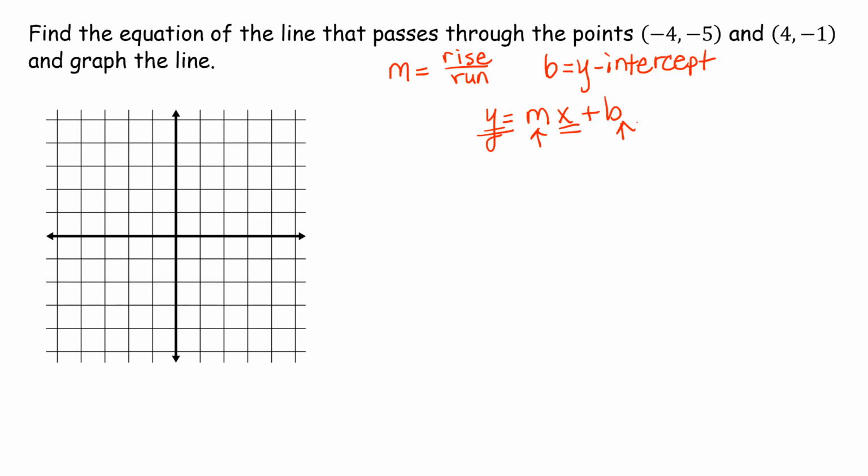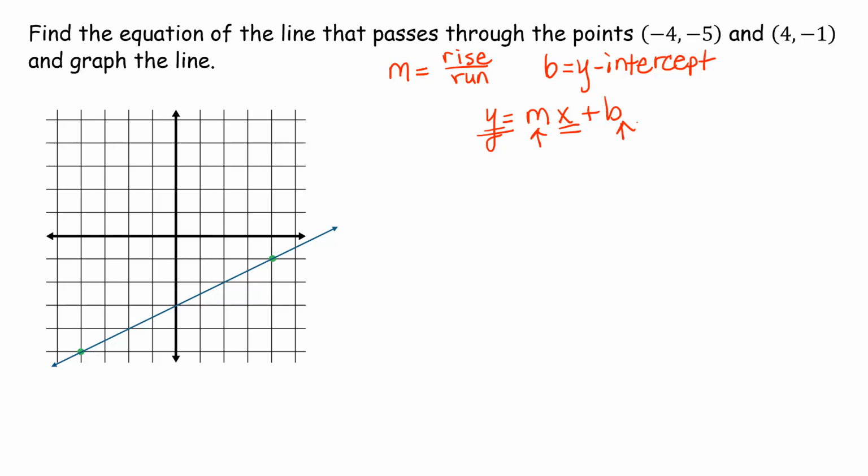So the first thing I'm going to do is graph the 2 points. So (-4, -5): go over left 4 and down 5, and there's that point. And then (4, -1): you go over 4 to the right and down 1, and that's right there. And to draw the line, you just go through those 2 points.